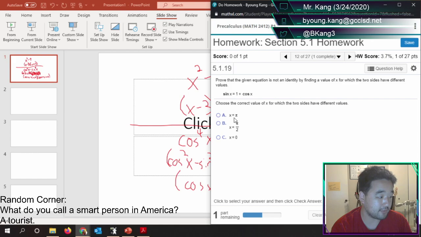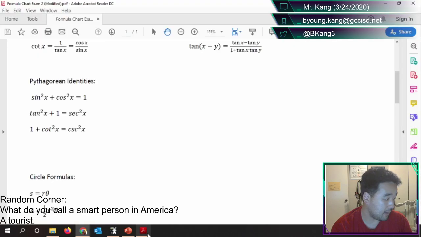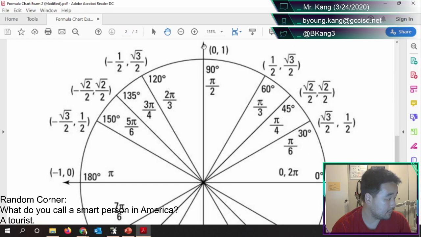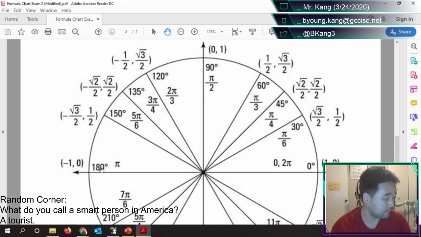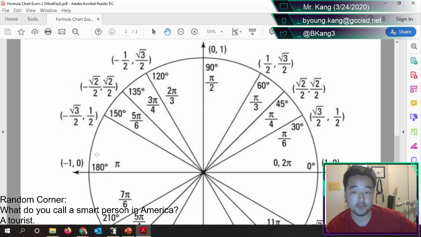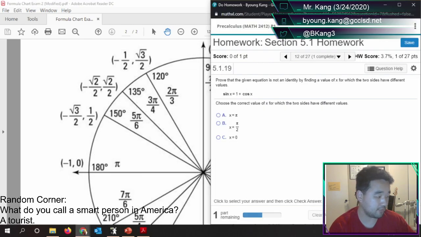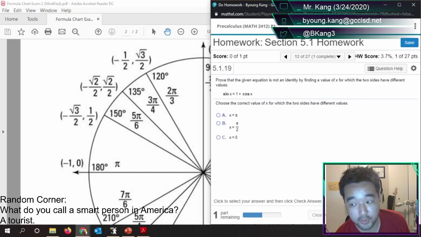So if we just look at x equals pi, pi is over here. So if you look back here, the cosine of pi is negative 1 and the sine of pi is 0. So if we plug in those values, this would now say 0 equals 1 plus negative 1, which is correct, which is not what we want. We want the incorrect one, right? It says which one has different values.